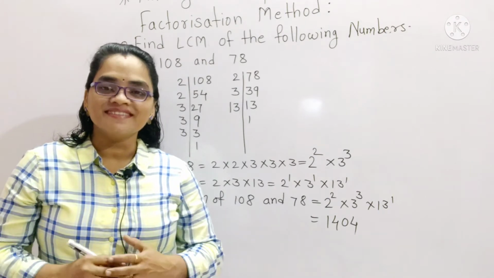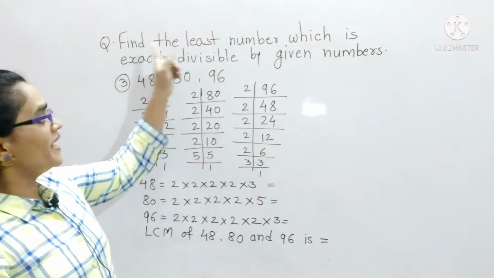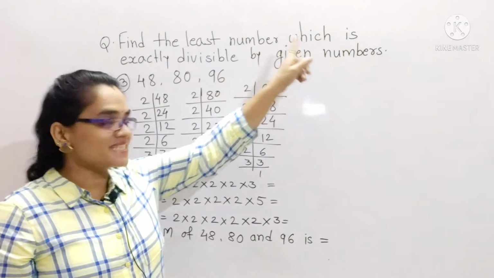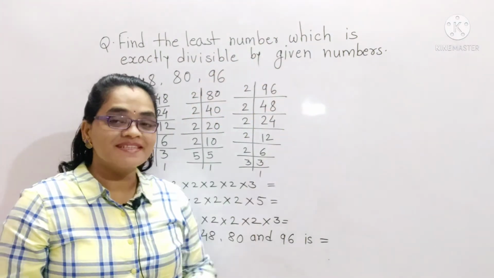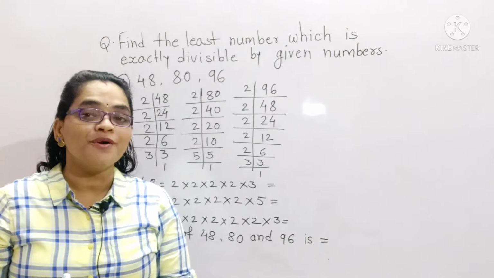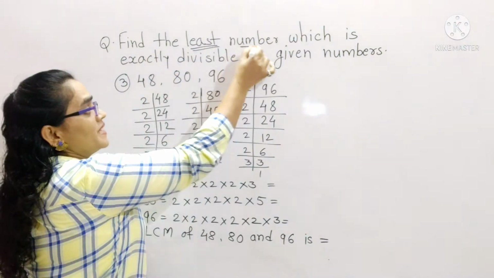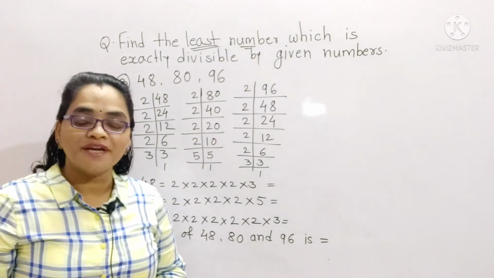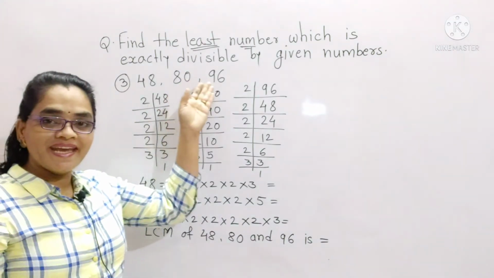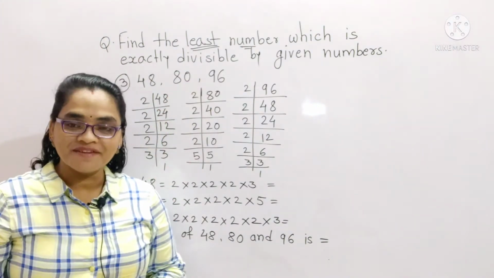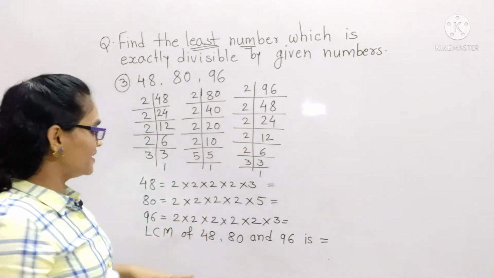Okay, next third example. Sometimes in a question you are getting: find the least number which is exactly divisible by given numbers. Means here also we have to find out LCM. When least number is asked, at that time we have to find out LCM. The third example is 48, 80 and 96. What is the first step? Find prime factors of given numbers. We have already found them here.